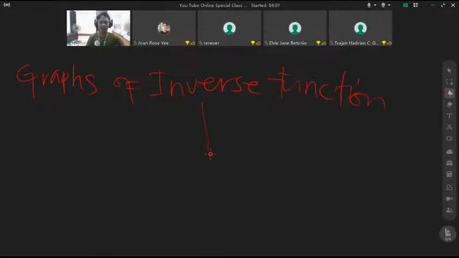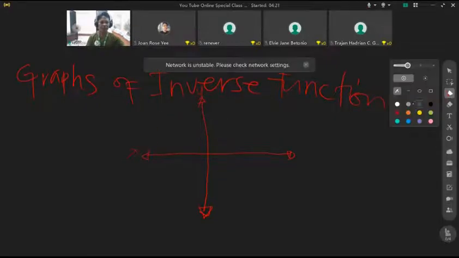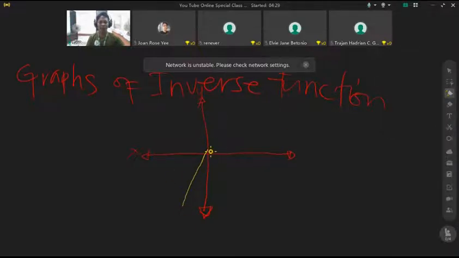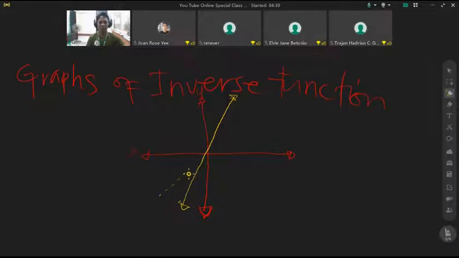Example, from a Cartesian plane like this, if the graph of a rational function is here, then we will put a broken line here at the center passing through the origin. This is called the axis of symmetry. Wrong spelling. Axis.